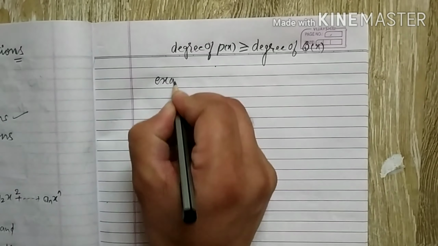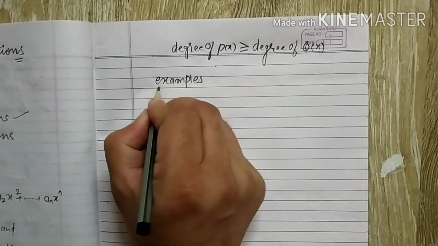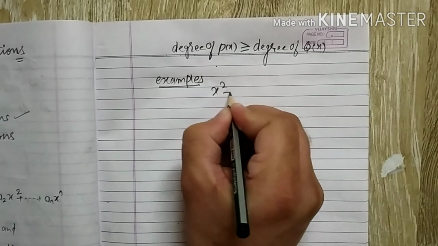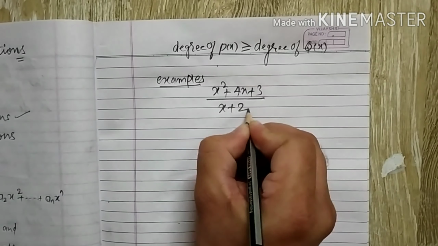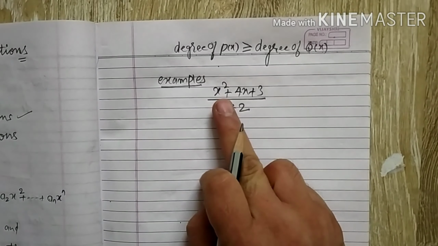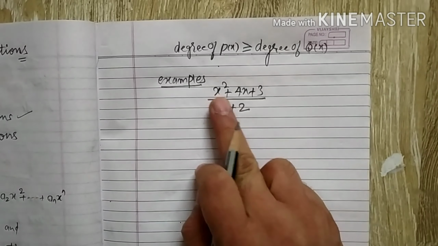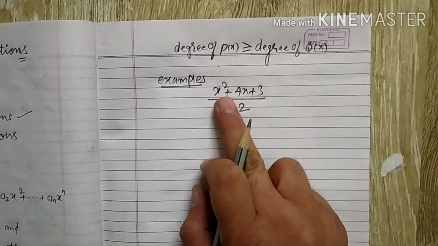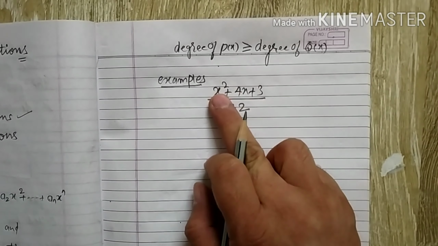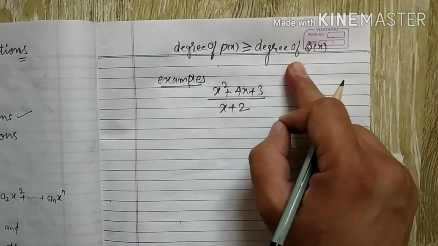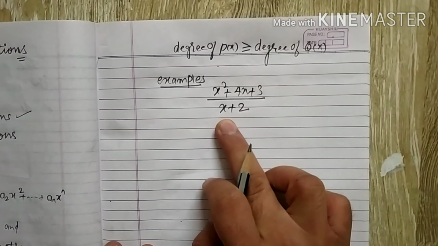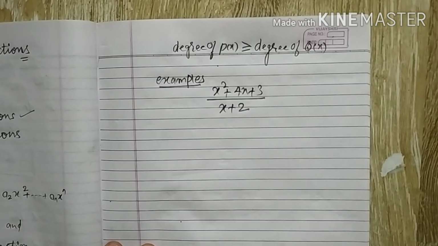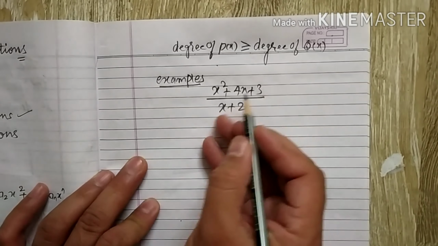You can see the example x² + 4x + 3 upon x + 2. The degree of the numerator, x² + 4x + 3, is 2, so the degree of p(x) is greater than the degree of q(x), which is 1. So we understood the concept of improper fraction. This is the improper fraction, and the proper fraction is the opposite of this.